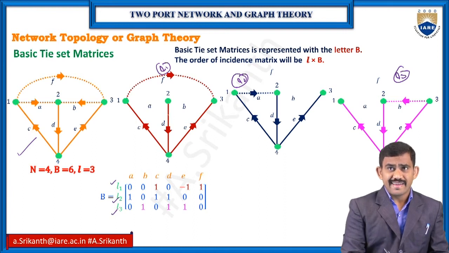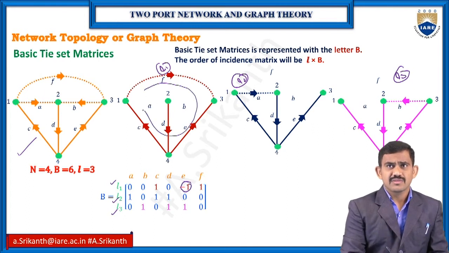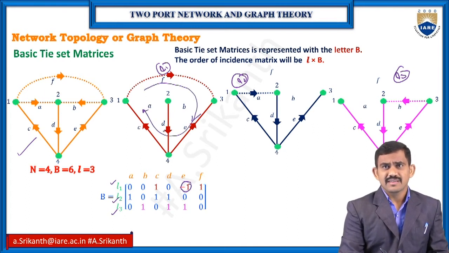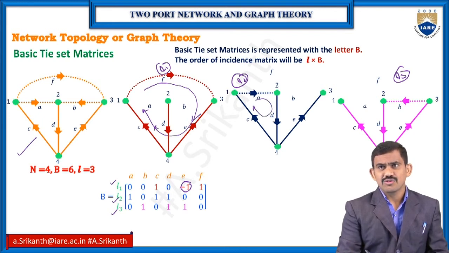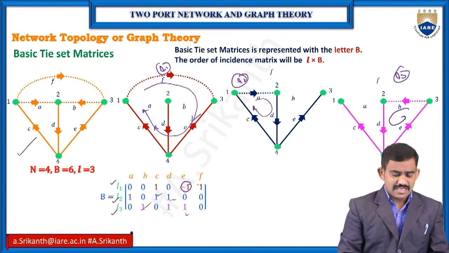For loop 1 we have F. For F only E is minus. If you observe the direction also, F, E is reverse, C is the same. When you have A in this loop, everything is in the same direction. For D in this loop, everything is in the same direction, so we have the positive values. This is your B matrix.